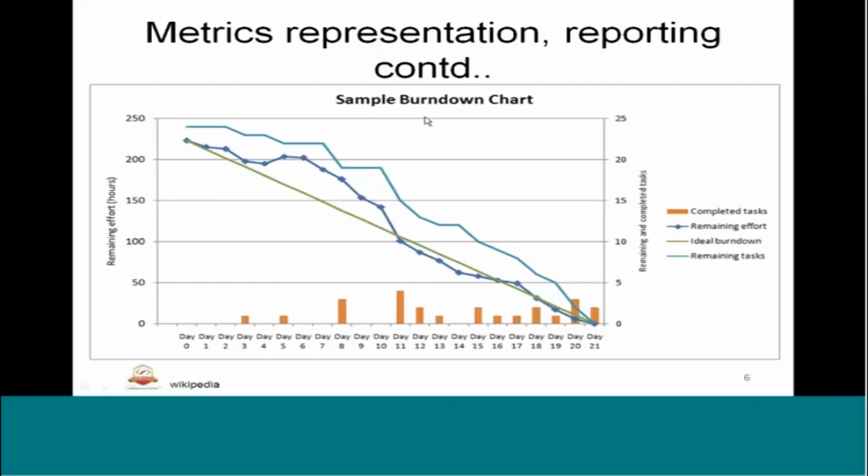This is basically done with the help of several tools like MPP, Microsoft Project Plan, or an Excel sheet. Developing that and going through the Excel sheet is not in the scope of embedded software testing, but typically these parameters are used for reporting the metrics of a sample burn down chart.